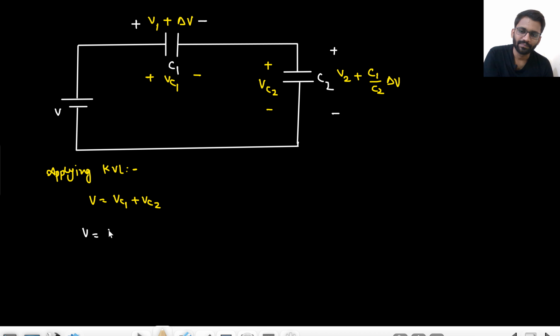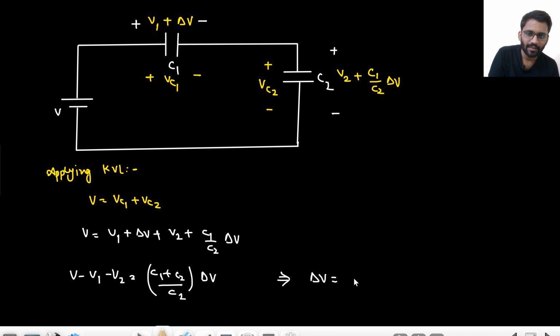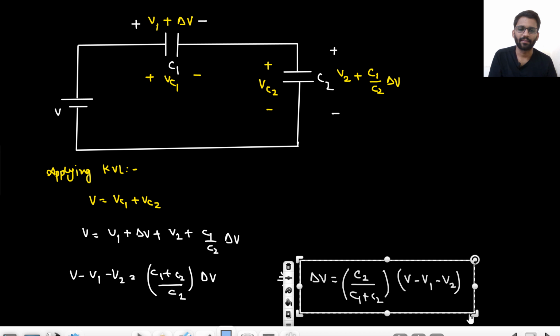Right? So V equals V1 plus delta V plus V2 plus C1 by C2 delta V. Our task is to find the value of delta V. So it would be (C1 plus C2) by C2 into delta V. So from here you get the value of delta V. What is the value of delta V? Is there anything wrong in the calculation? No, nothing is wrong. So the delta V you get is C2 upon C1 plus C2 into V minus V1 minus V2.